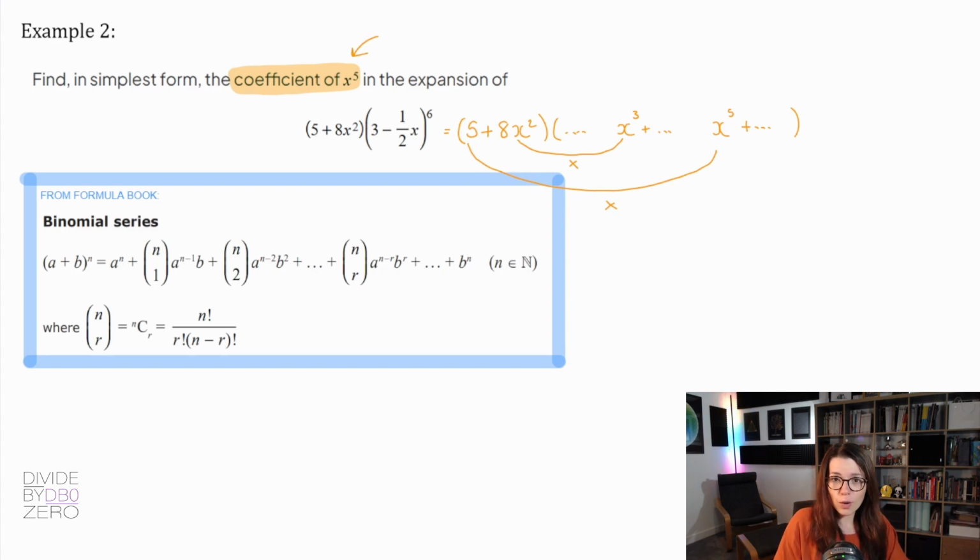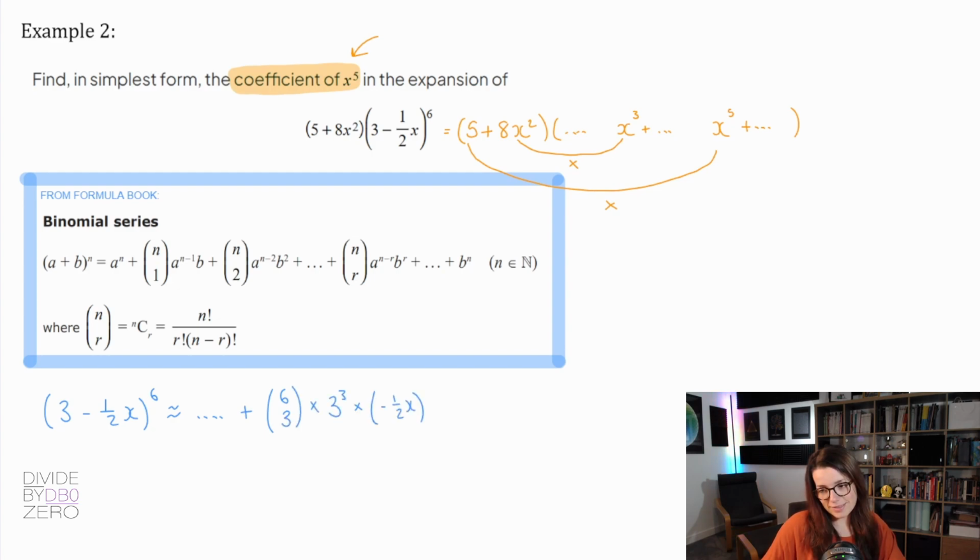So we don't need to do the whole expansion. We can pinpoint those exact terms that we want to work out. So let's find those terms in (3 minus a half x) to the power of 6. If we use the formula, that's going to be something. And then the interesting one is 6 choose 3 times 3 cubed times minus a half x cubed, because that will give us our x cubed term.